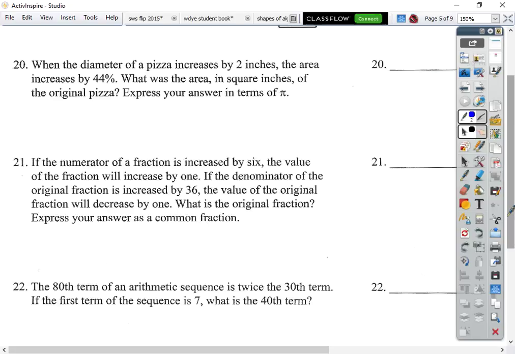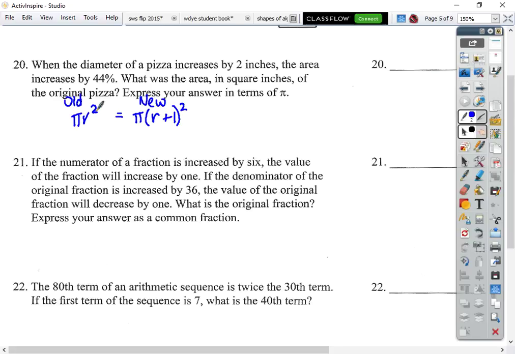So we have our original old pizza and our new pizza. Well, our new pizza, we don't know a ton about that, so let's start there. We know that the area of a circle is pi r squared. And in this case, our new pizza is increasing the r, our original r, by 1, because our diameter is increasing by 2. So we have our pi r plus 1 squared. And our old pizza, we have our pi r squared, keeping that our r is our original radius.